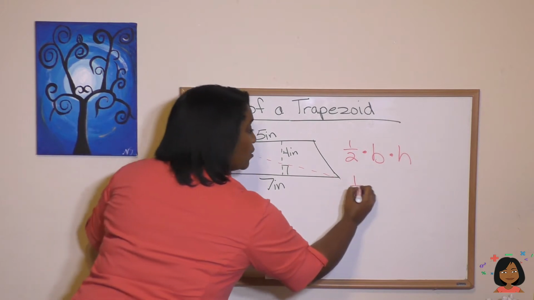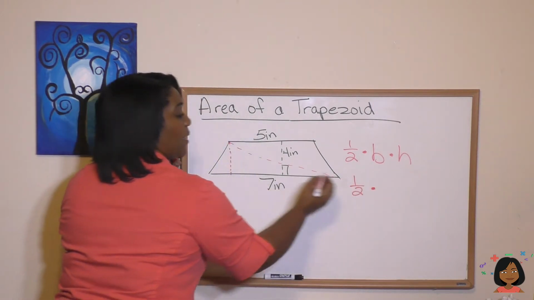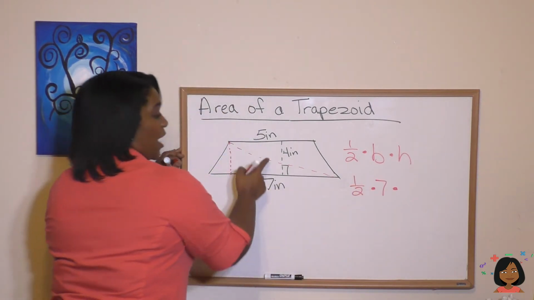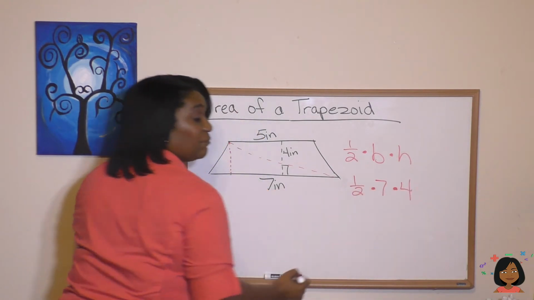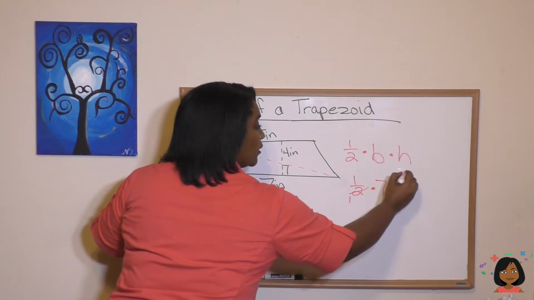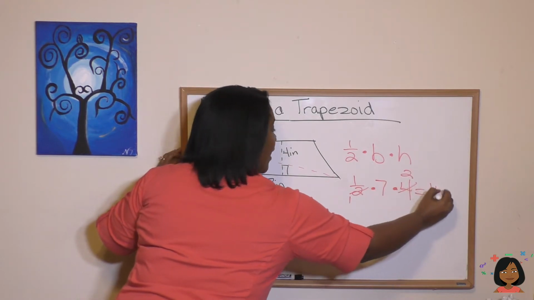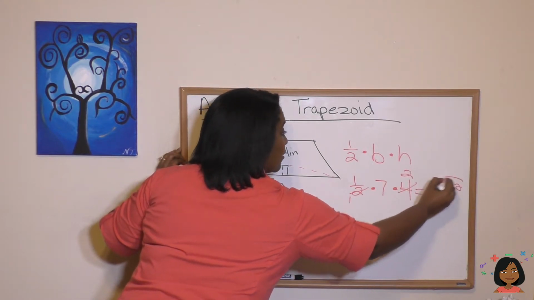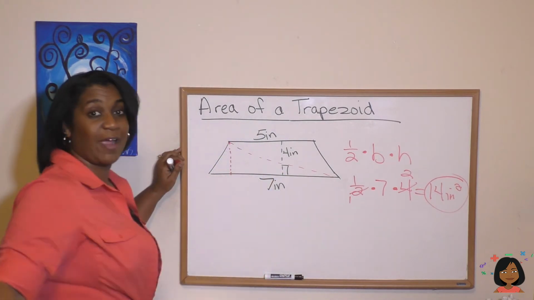So let's fill it in. 1/2 times the base, 7, times the height, 4. And now let's clean it up a little. 2 goes in here, 2 is left over, and we have 14 inches squared. Now that's just for the first triangle.